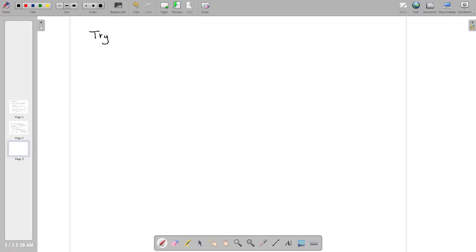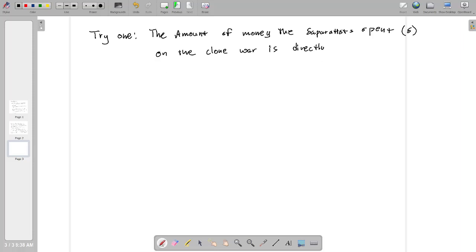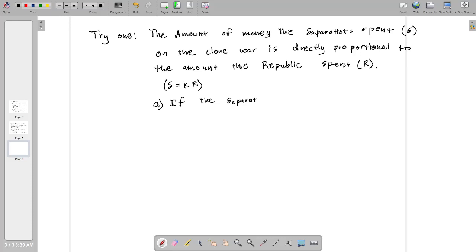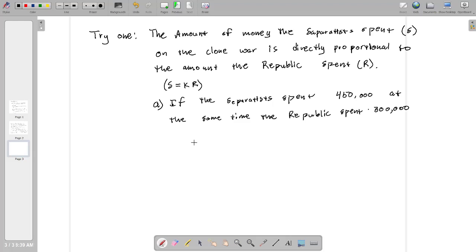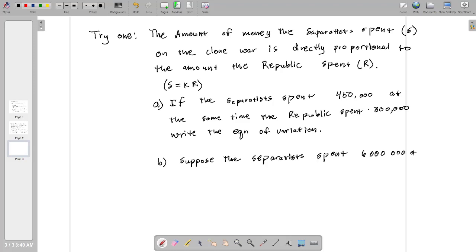All right, I want you to try one now. The amount of money the Separatists spent, S, on the Clone Wars is directly proportional to the amount the Republic spent, R. If the Separatists spent 450,000 at the same time that the Republic spent 300,000, write the equation of variation. Suppose that the Separatists spent 6 billion. How much did the Republic spend?